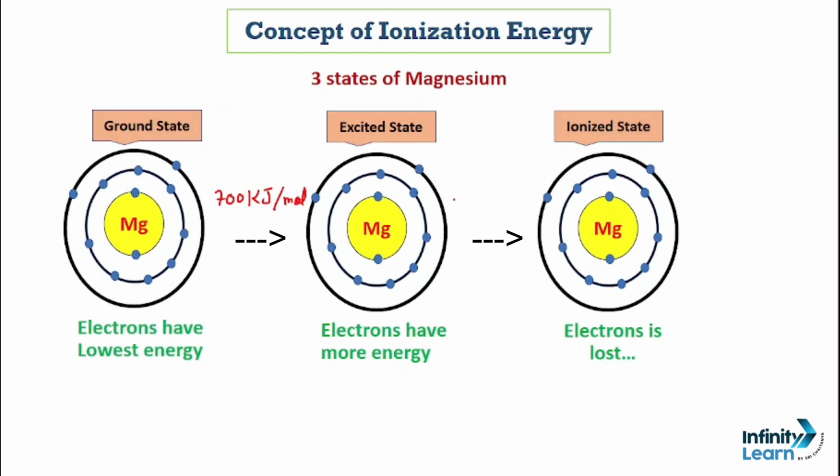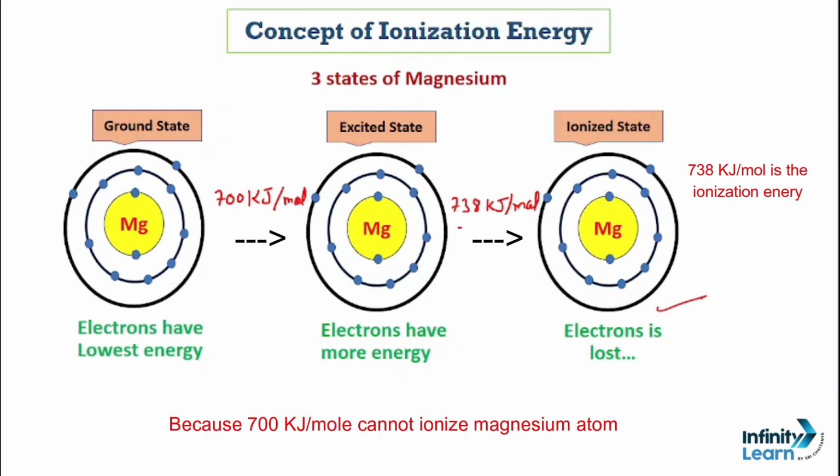Now we will provide 738 kilojoules per mole energy to this magnesium atom, and then it loses its electron. The electron of the valence shell will be lost, and here our magnesium is in the ionized state. So we can say that 738 kilojoule per mole is the ionization energy of magnesium, because this energy ionizes the magnesium atom. But why can 700 kilojoule per mole not be called ionization energy here? So the answer is because it cannot ionize the magnesium atom.